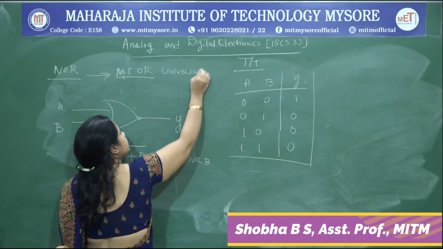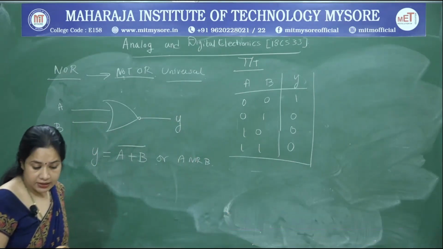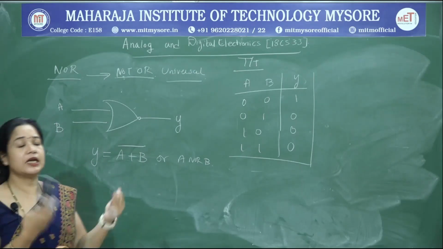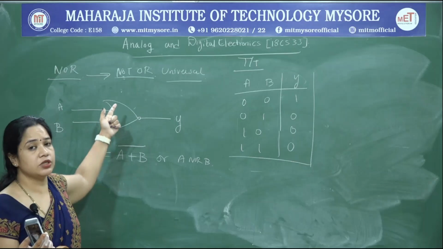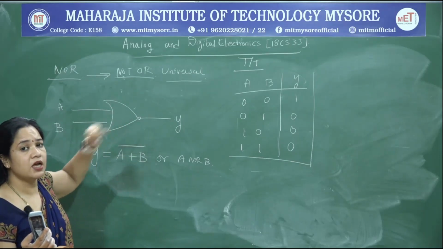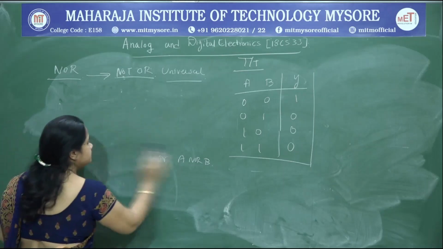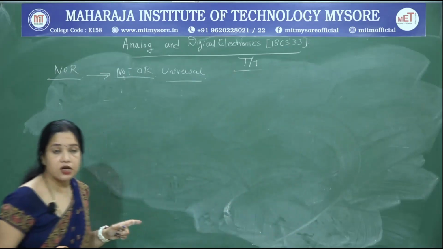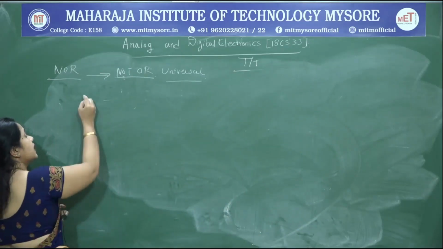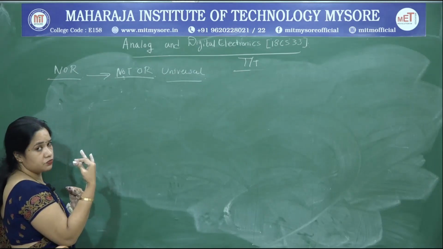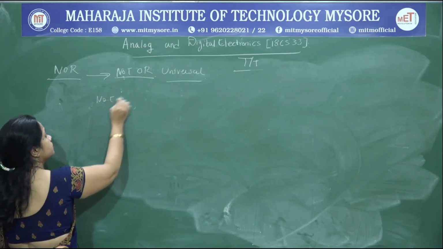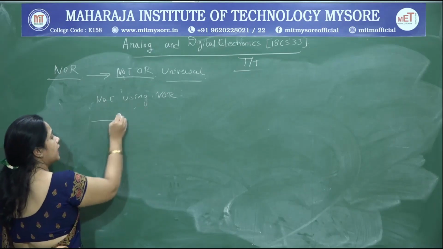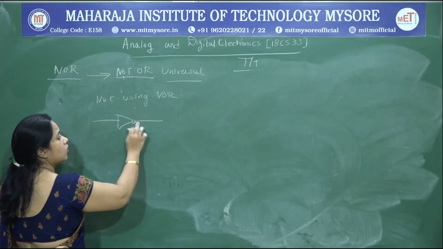We call NOR a universal gate. When I say NOR is a universal gate, what I mean is using NOR I can realize all other basic gates. Not only basic gates, we can realize any given digital circuit using a NOR gate. That is the reason we call them universal gates. So, for example, I will try to realize all basic gates using a NOR gate here. I want to realize NOT using NOR.